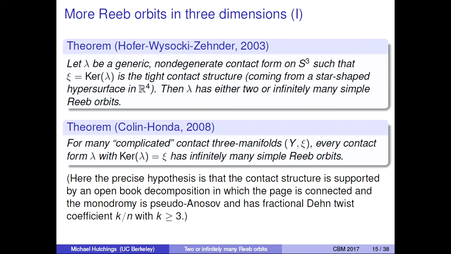And another theorem by Colin and Honda says that for a complicated 3-manifold, the precise definition of complicated is kind of a mouthful, so I won't say that. But anyway, for a complicated 3-manifold, there are infinitely many Reeb orbits. So this is something about simple 3-manifolds. This is something about complicated ones.